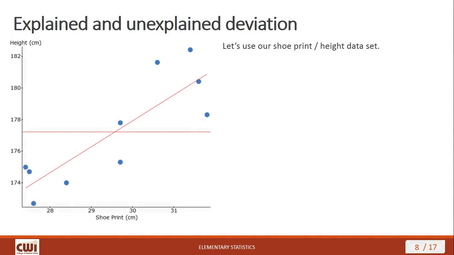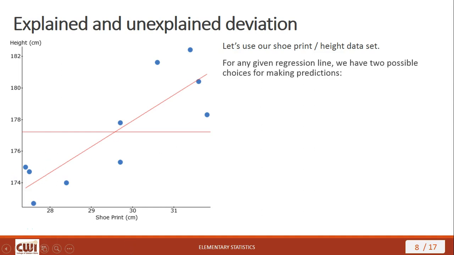Let's use this same data set to explore the concept of explained and unexplained deviation. So here we have a scatter plot of all 10 of our data points, as you see here. We also have our regression line, and we also have the mean value line. So for any given regression, we have two possible choices when we're making predictions. Either our regression model is going to be good enough for making predictions, in which case we can use that model. So we have the slanted red line that you see here.